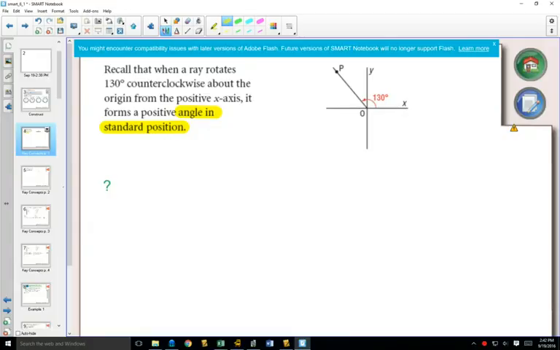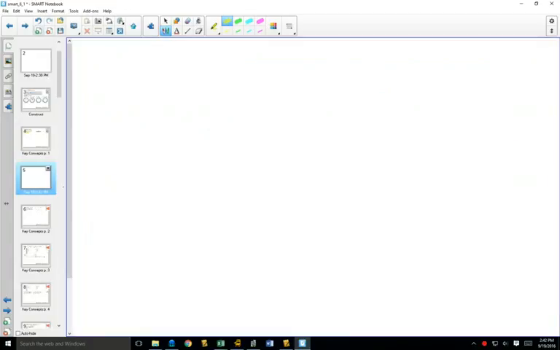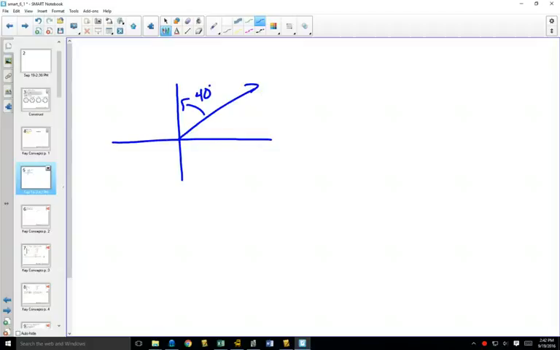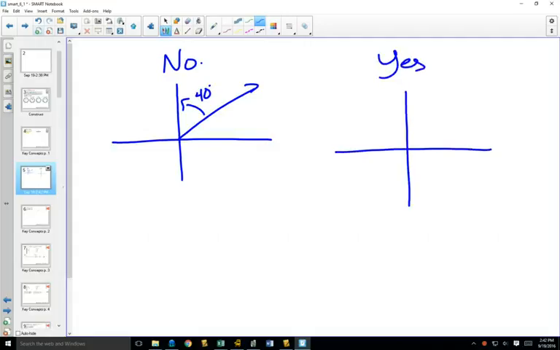You don't have to write this down, but for now, I'm going to draw an angle here. Let's say this is 40 degrees. Is that angle in standard position? No. Okay, that is correct. So we'll write no here. And over here, we'll do an example of one that is. There's an example of one that is in standard position.